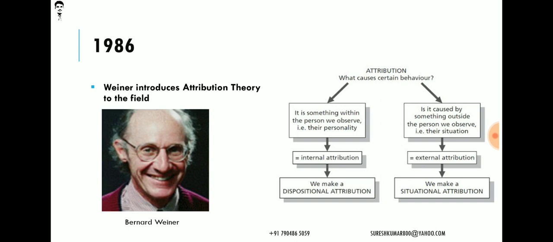In 1986, Weiner introduced attribution theory in the field of social psychology. We know that an attribution may be internal or external. If it is an internal attribution, that is called dispositional attribution. If it is external, that is called situational attribution. So attribution theory is one of the classical important theories in social psychology. When we enter into social psychology, most people like to study these things, and they feel that they are doing something better.